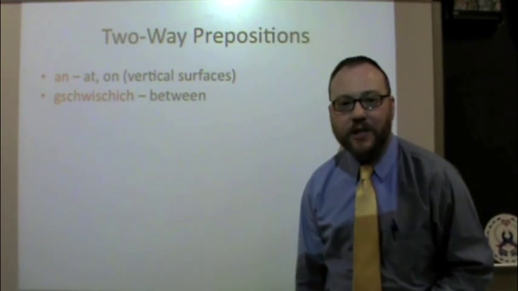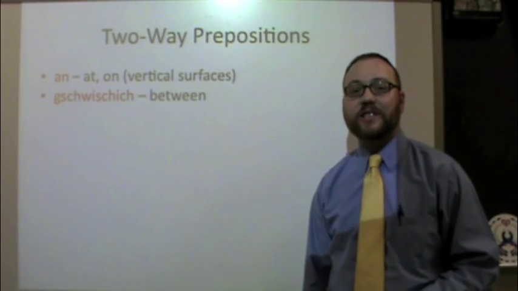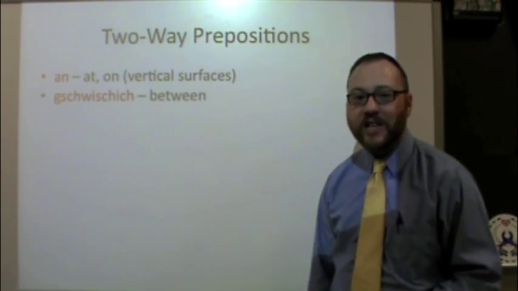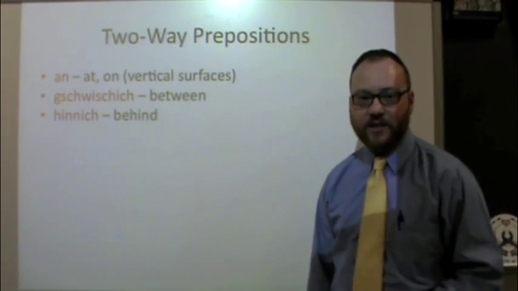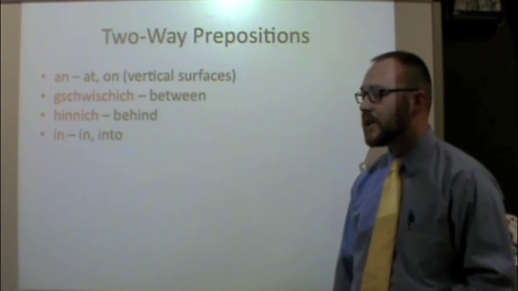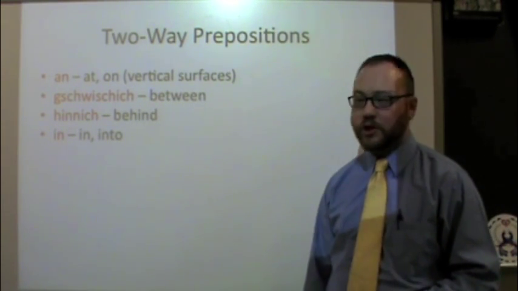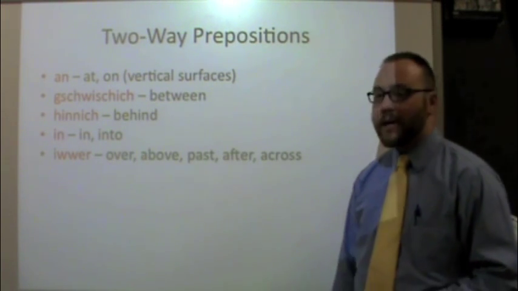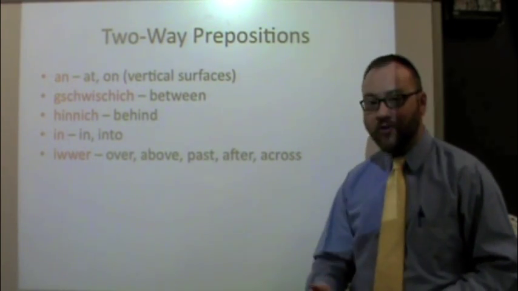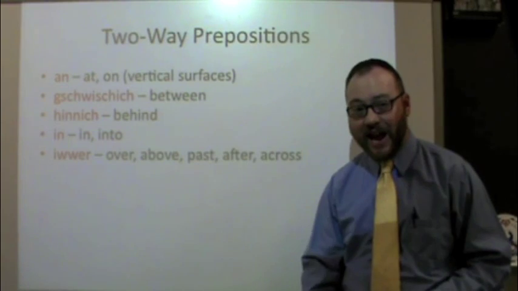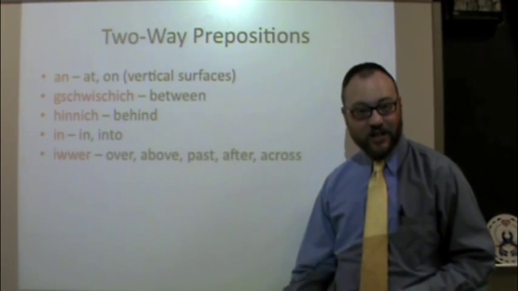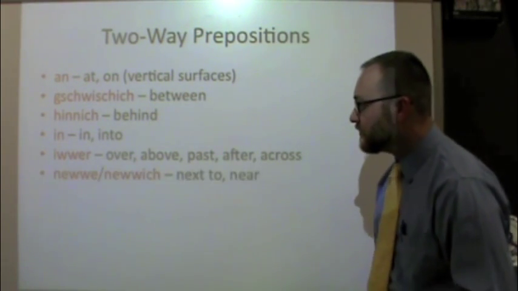Geschwächig. That is a very tough word to say. And it means between. Hinnig, which means behind. In, which means in or into. Iwa, which means over, above, past, after, and across. That's a tricky one. That can be used 5 different ways in English, 5 different meanings in English.